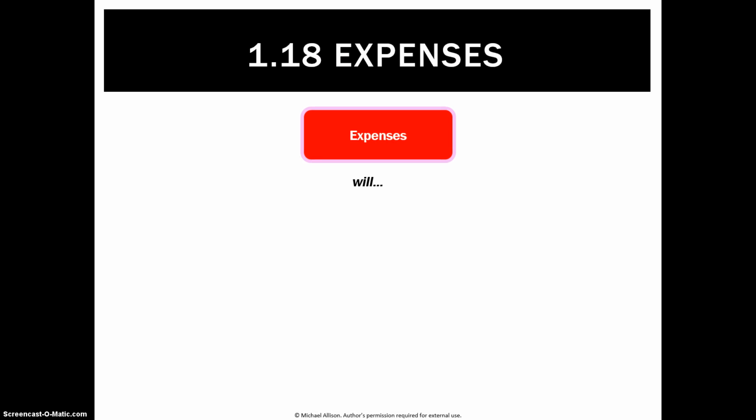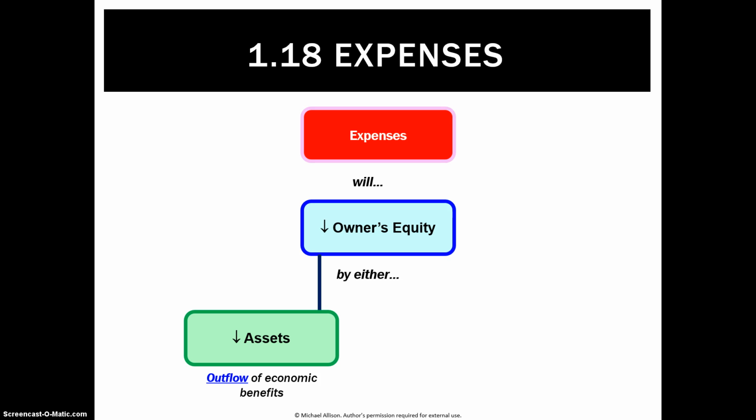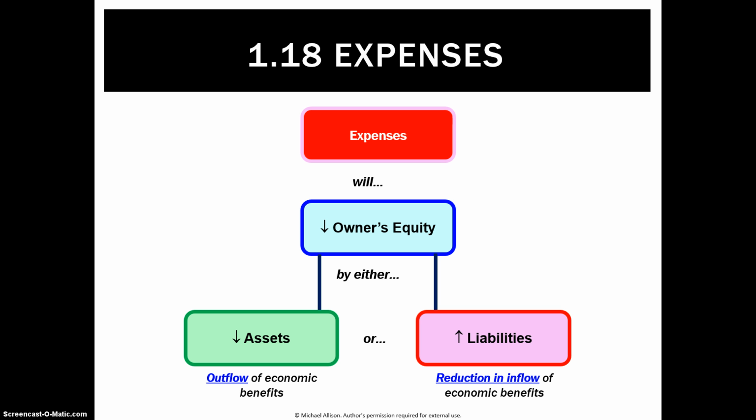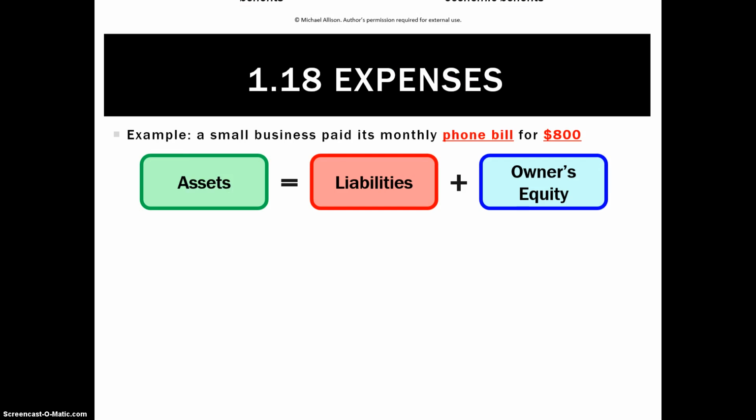So represented diagrammatically, an expense is anything that will decrease owner's equity, and there's two ways in which that can happen. One is in which assets decrease, which will be an outflow of economic benefits. The other way is if liabilities increase, which will be a reduction in inflows of economic benefits.